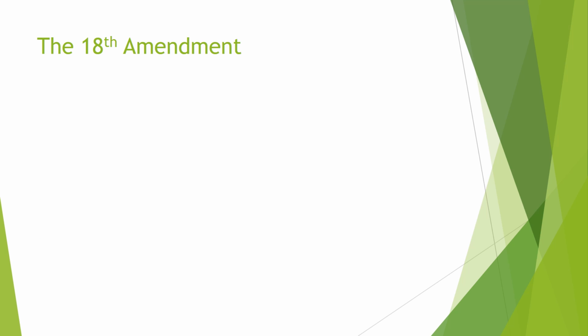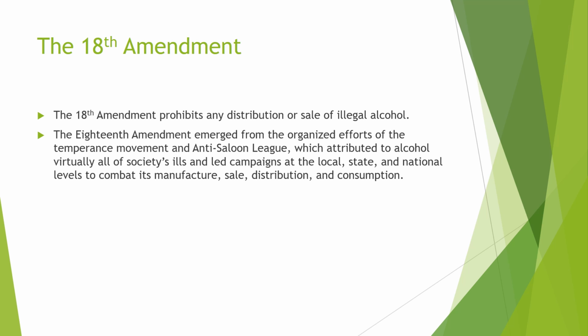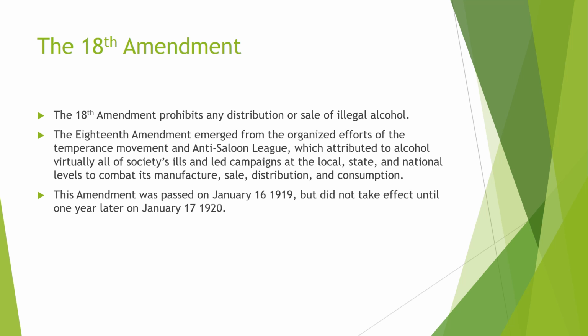The 18th Amendment. The 18th Amendment prohibits any distribution or sale of illegal alcohol. The 18th Amendment emerged from the organized efforts of the temperance movement and anti-saloon league, which attributed to alcohol virtually all society's ills and led campaigns at the local, state, and national levels to combat its manufacture, sale, distribution, and consumption. This amendment was passed on January 16, 1919, but did not take effect until 1 year later on January 17, 1920.